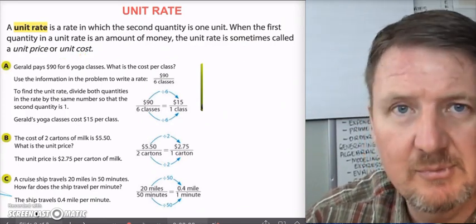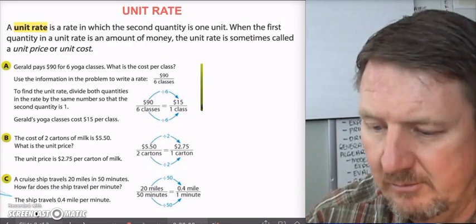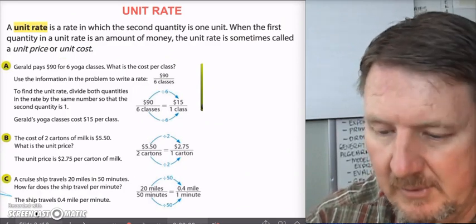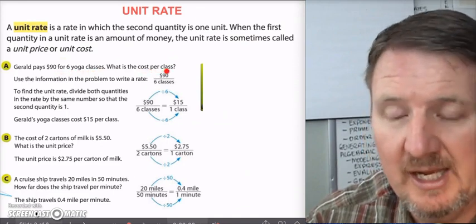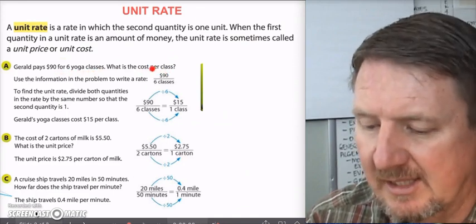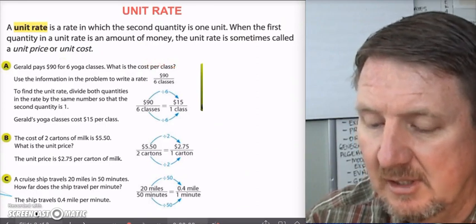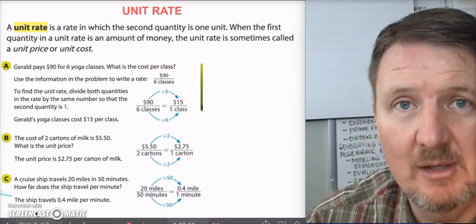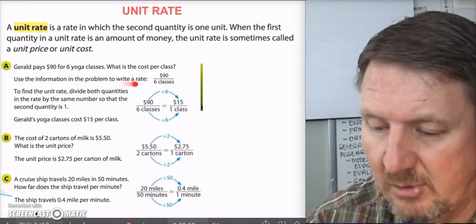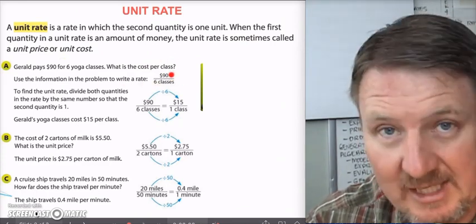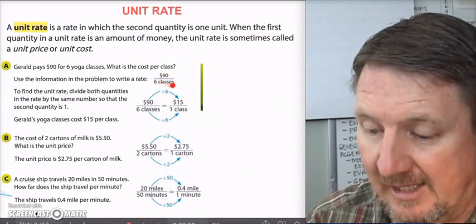So here's a couple examples, and this is how they get from a rate to a unit rate. So Gerald pays $90 for 6 yoga classes. What is the cost per class? So whenever you see it written like that, the cost per class, that means the cost is going to be your top number and the class is going to be the bottom number. All right, so use the information in the problem to write a rate. We got $90, that's the cost, and 6 classes.